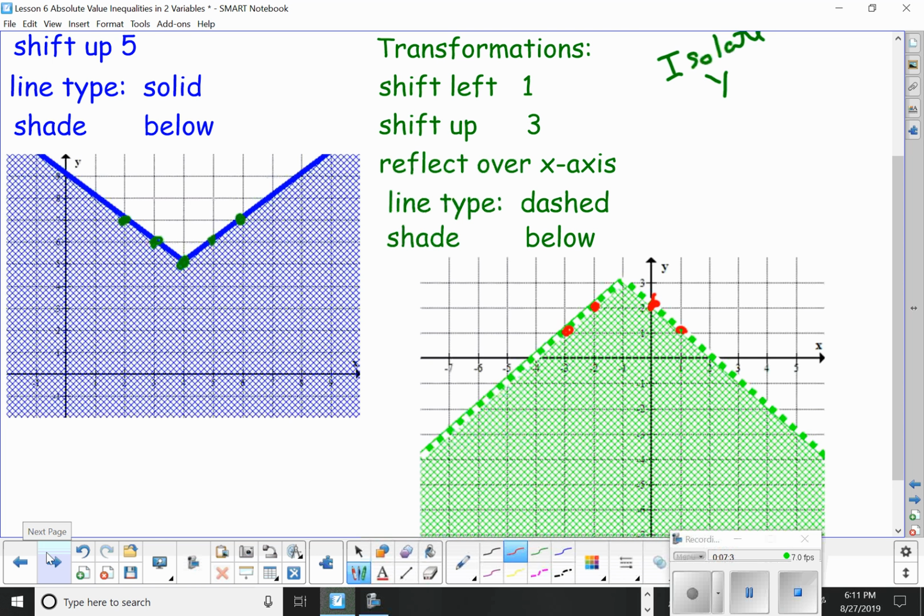And then, of course, I have to do the shading. How do you know when you shade? When you have an inequality. If it's an equation, only the points on the line or on the V, on whatever graph it is, are part of the solution. If it's an inequality, meaning greater than or less than, then you have an infinite number of points. You've got all the points either above or below the boundary, and it may or may not include the boundary, depending if there's an equals.